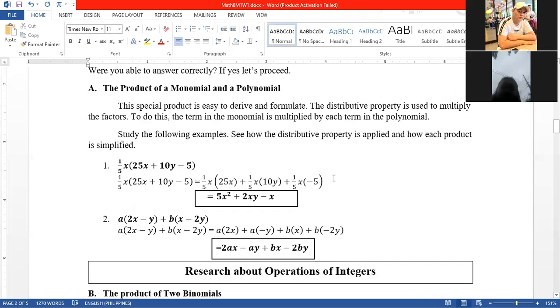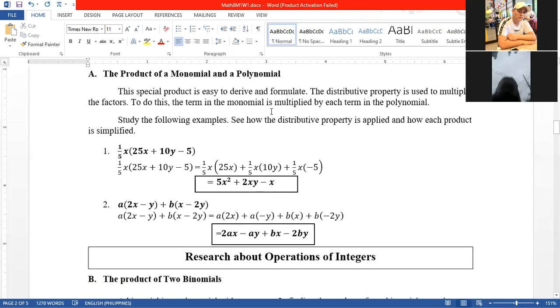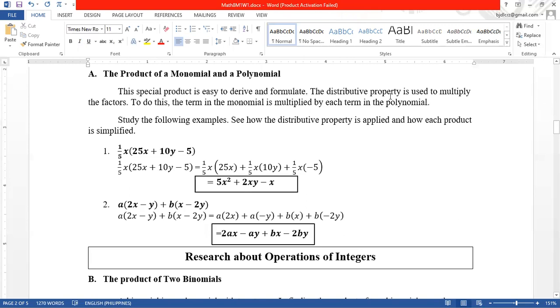So the product of a polynomial and a monomial. So this special product is easy to derive and formulate. The distributive property is used to multiply the factors. To do this, the term in the monomial is multiplied by each term in the polynomial. So study the following example and see how the distributive property is applied and how each product is simplified.